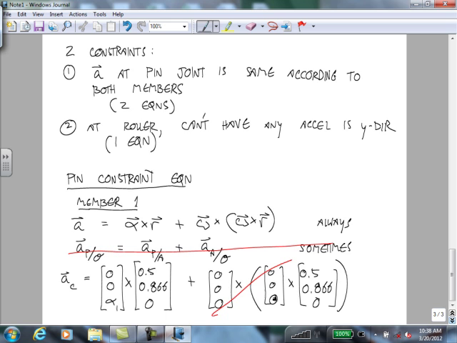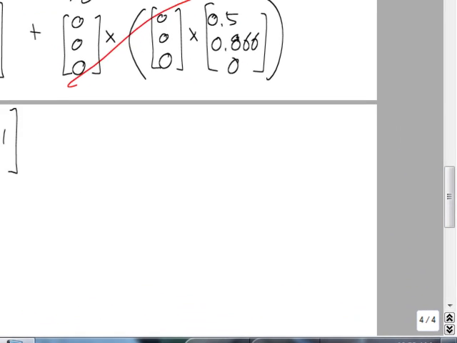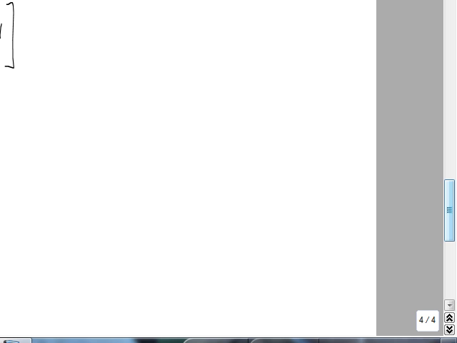And we get the acceleration of C is equal to negative 0.866 alpha 1, and then plus 0.5 alpha 1. Any questions about that? Okay, now according to member 2, you have a question?